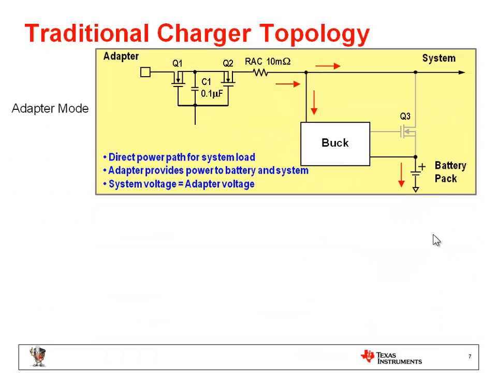So here is the topology of the traditional charger operation. When the adapter plugs in, you're going to see the system is directly connected to the adapter, and the adapter directly provides the power to the system. And when the adapter is removed, the Q3 battery FET is going to turn on, so the battery pack starts to provide power to the system. So at a single moment, either the adapter or the battery is going to provide the system power, but you don't have a chance to use the power from both sides.